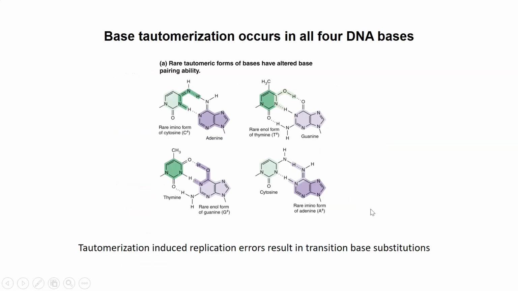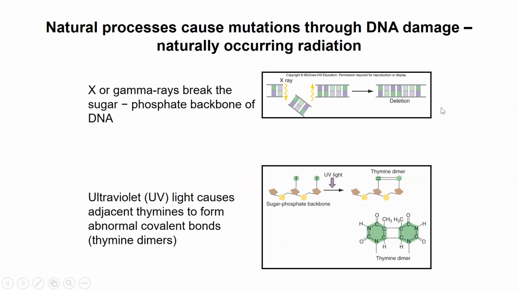Okay, this slide is just showing that base tautomerization, although we talked about it for T in the last slide, can happen for all 4 of the bases. It's a rare form for each of them, in which, if they're being replicated while they're in that form, it will result in a base substitution, a transition substitution.